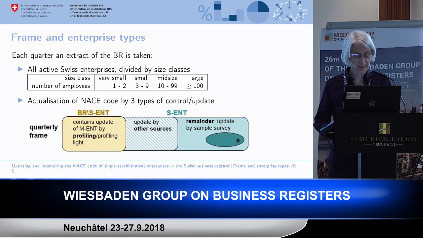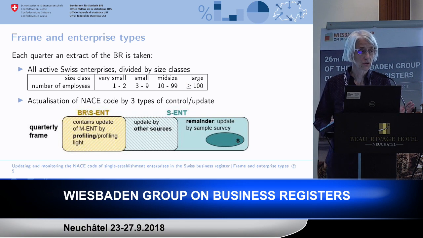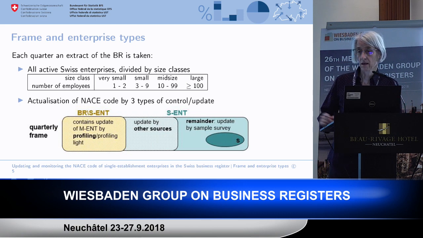The NACE code is actualized according to 3 types of control or update. First, we have the single establishment enterprises with 2 parts. One part in the middle, where the NACE code is updated by other sources. And we have a remainder part where the NACE code is updated by sample surveys. This is the focus where I will speak.